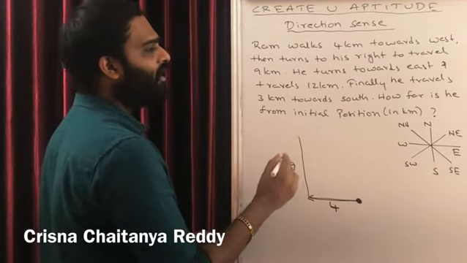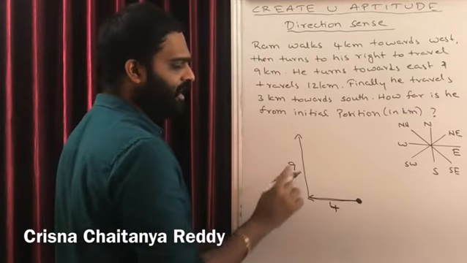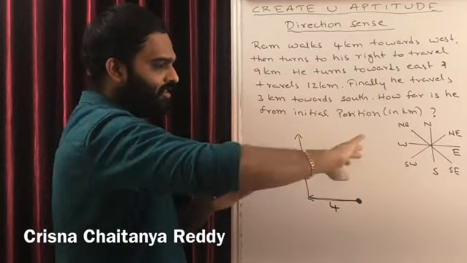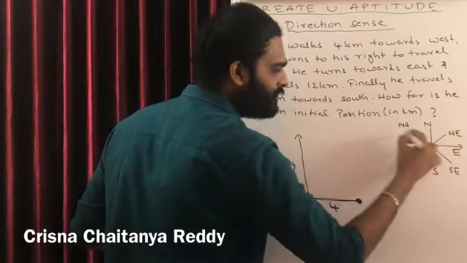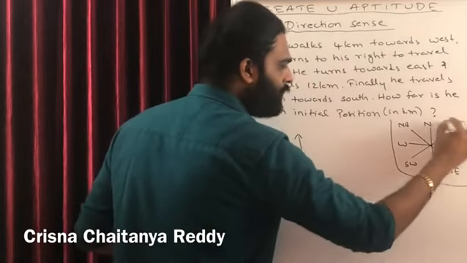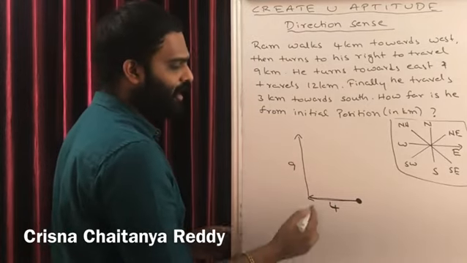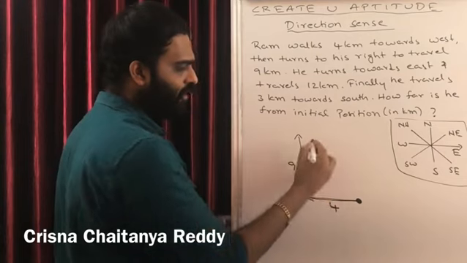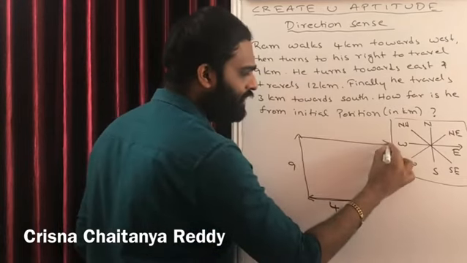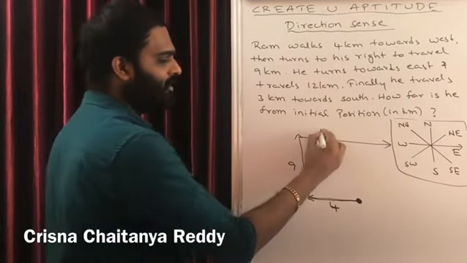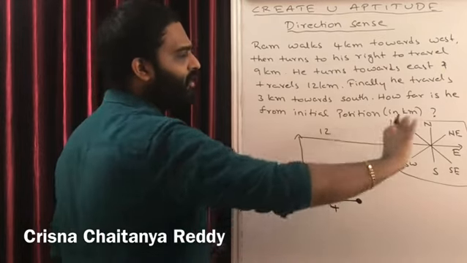Then what did he say? He turned towards east. This is his direction. He is turning towards east. East is this direction. This is something I have shown it here. So please remember, east is right direction. So he turned towards right and traveled 12 kilometers. Make sure 12 is more than 4. So let me draw a big line. This is 12 kilometers. So this is 12. And now he is facing towards east.